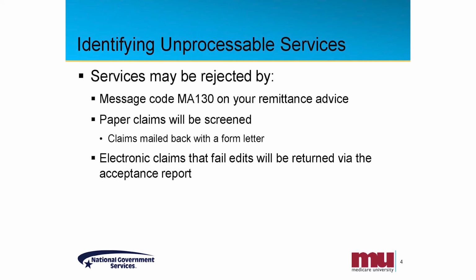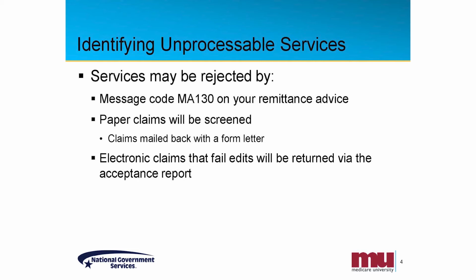If a claim is rejected as unprocessable, it will be rejected using one of the following methods. The service may be rejected through the remittance advice process. A message code MA130 will appear on your remittance advice. Additional messages will be provided to explain any errors and how to correct the error prior to resubmission.